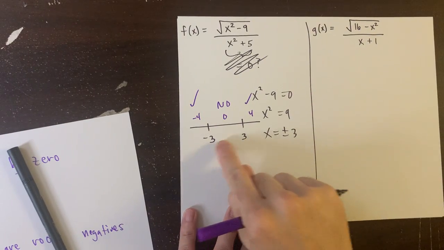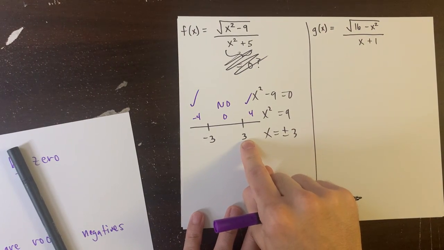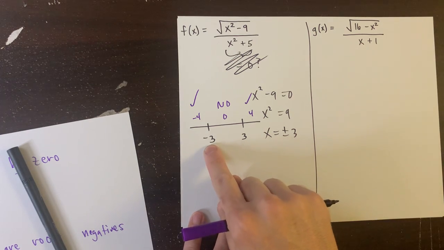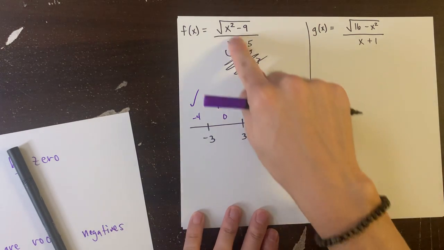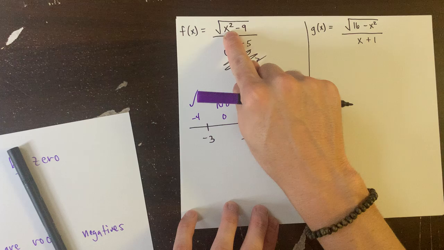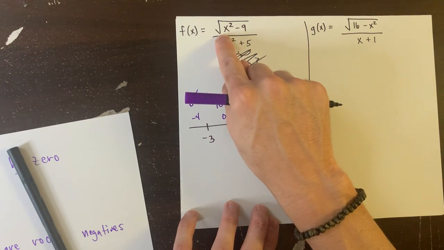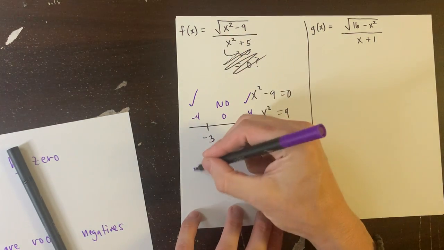But what about negative 3 and positive 3 themselves? Can I use 3 and negative 3? Sure, because if you use either one of them and plug it in there, it'll be 9 minus 9, which is 0, and we can square root 0.